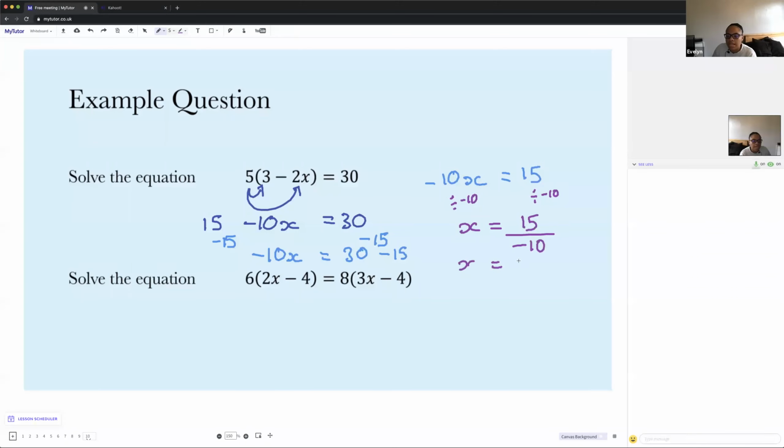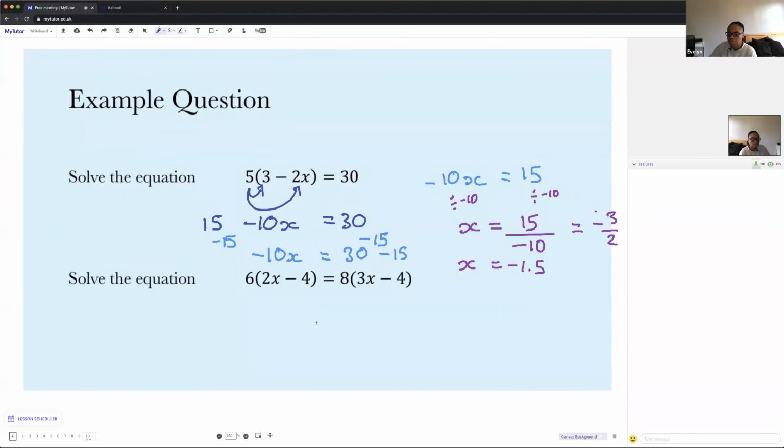And x should equal, now you can leave it as a fraction. So you could leave it as minus 15 over 10. You could leave it as a simplified fraction. If you were to simplify it, remember 5 goes into both the numerator and the denominator, so it'd be minus 3 over 2. Or you can leave it as a decimal if you choose to. So that would be minus 1.5 as well.